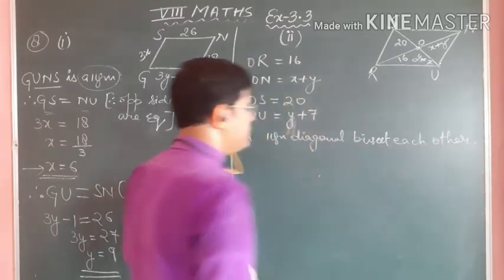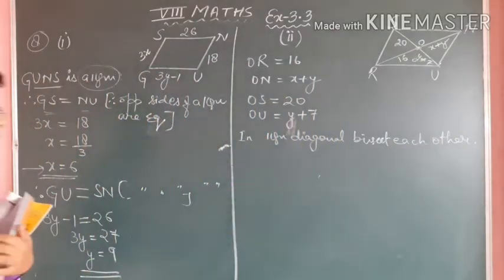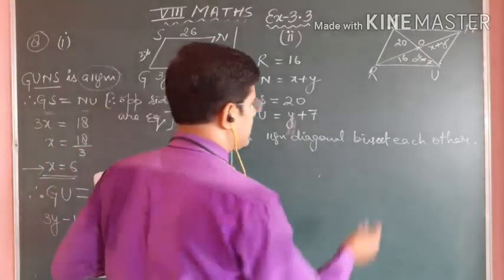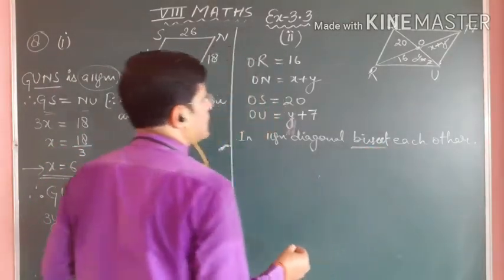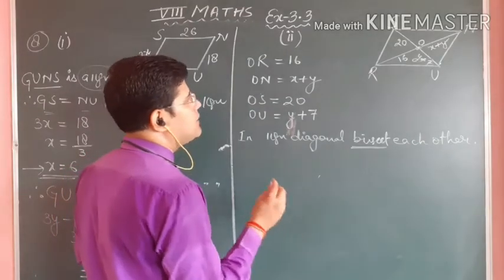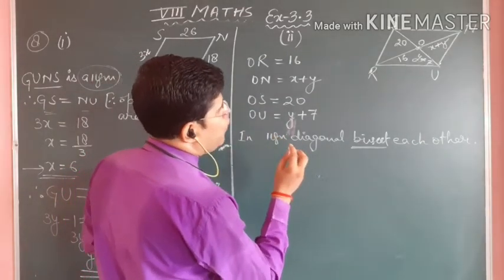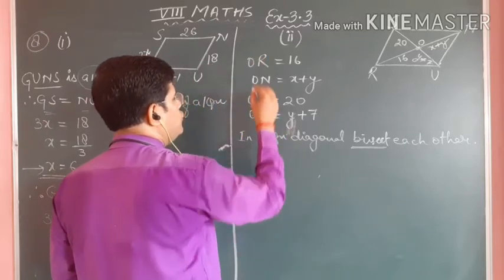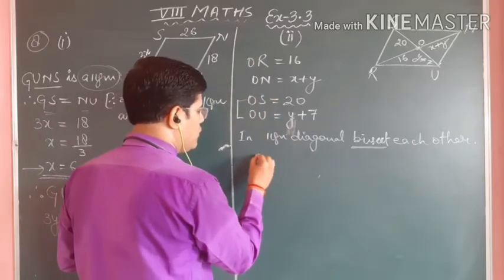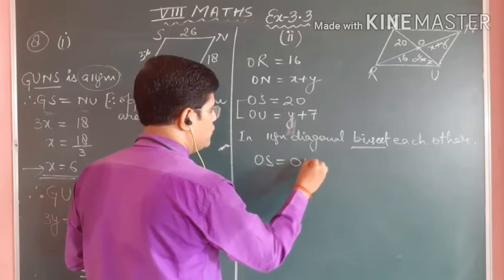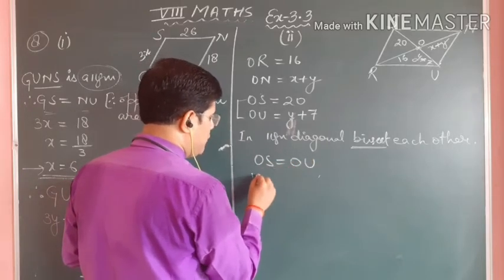In our previous video, I gave you idea of what is bisect. Equal halves. Now, which parts are equal? First of all, OS equal to OU. These parts are equal. OS equal to OU. Now, firstly OU, Y plus 7.